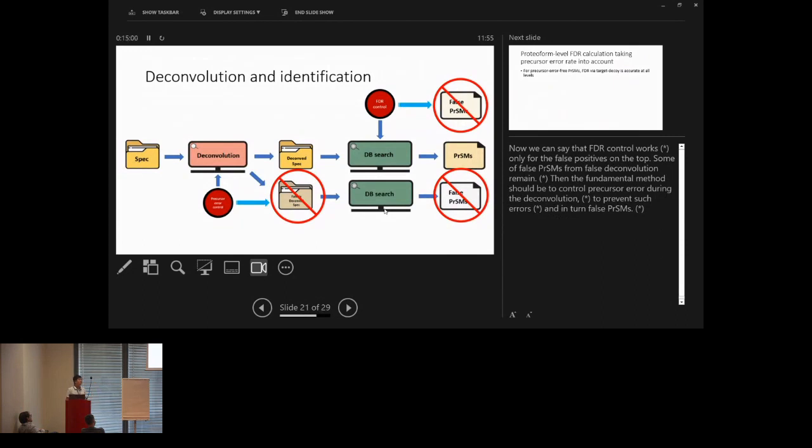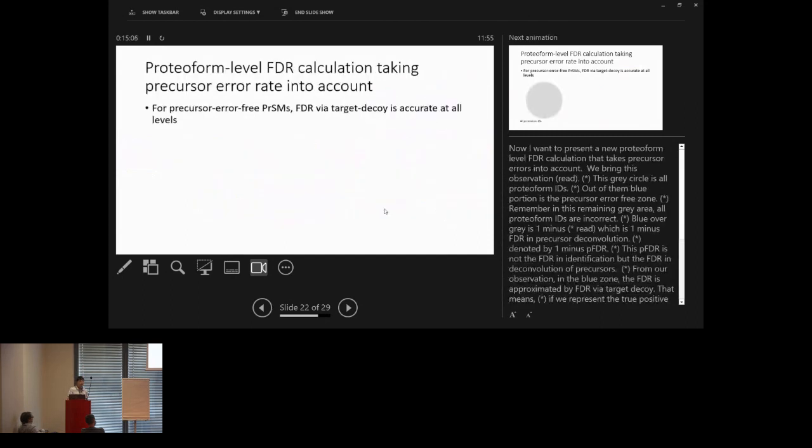Okay, then let's say we are using this kind of pipeline, then we can control the precursor error masses, and then what is the FDR value at the end? So we know from the previous analysis that for precursor error-free PRSMs, FDR via target-decoy works, right? And with this, we can compute the proteoform level FDR, taking the precursor error rate into account. So let's say this is all proteoform IDs, and out of them, we have precursor error-free IDs, right?